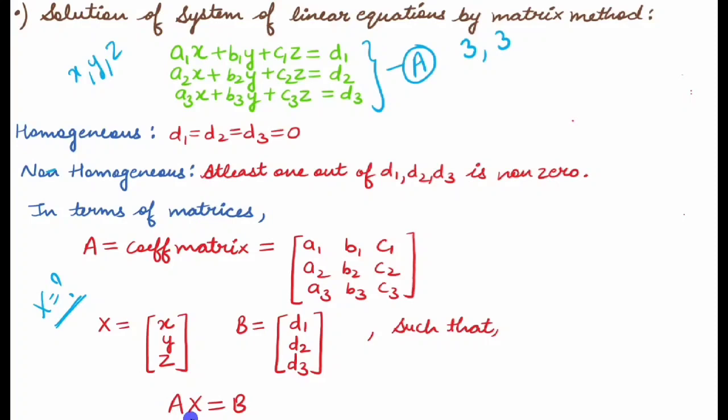A is the coefficient matrix. X is the matrix which we have to find out, which is formed from the variables, and B is the matrix of constant terms. In this way, this system of linear equations has been directly converted into a matrix equation, which will be looking like this: AX is equal to B. Now our main motive is to find out the value of X.